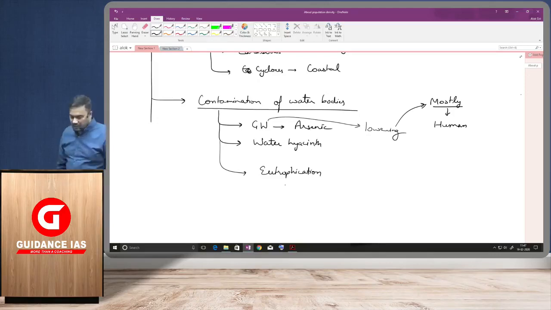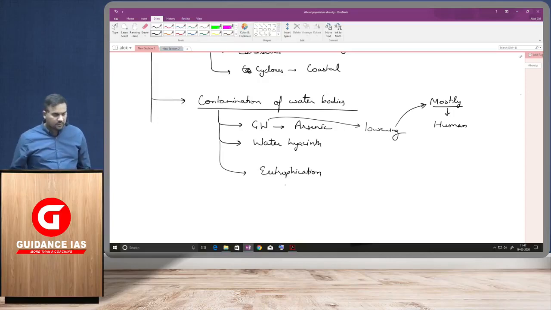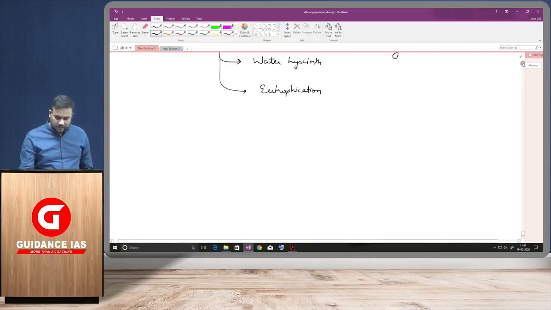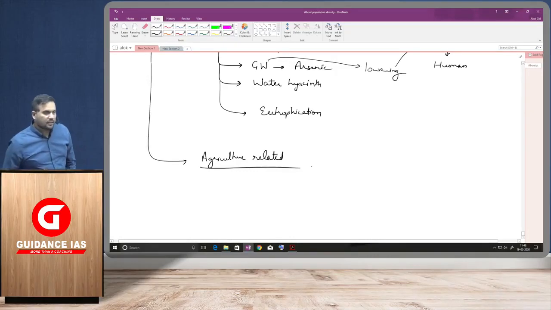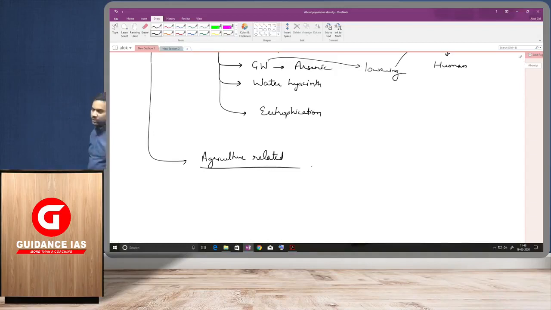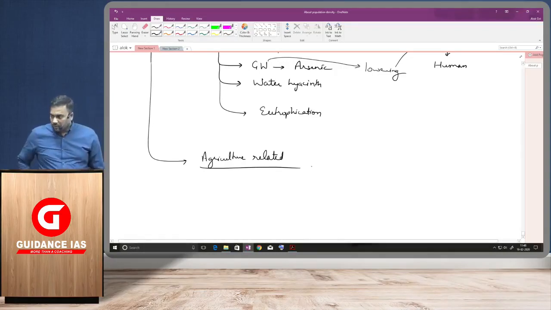Okay? So several types of such problems are associated with the contamination of water bodies. This is another issue which the rural areas face. Then the other issue is related with agriculture-related environmental issues. The way we are practicing agriculture has become less environment friendly. And that is again a problem for the rural areas.